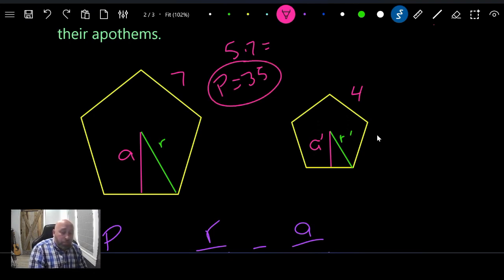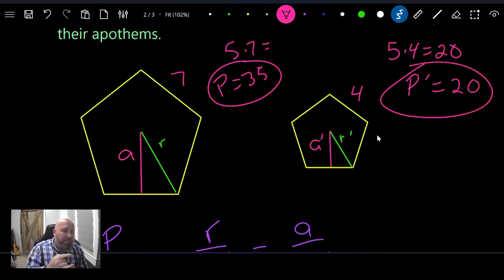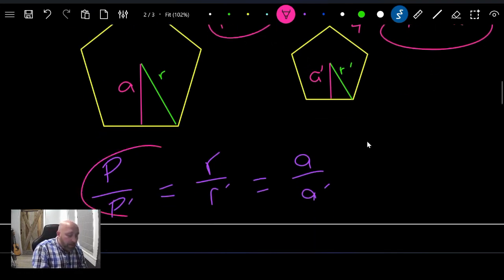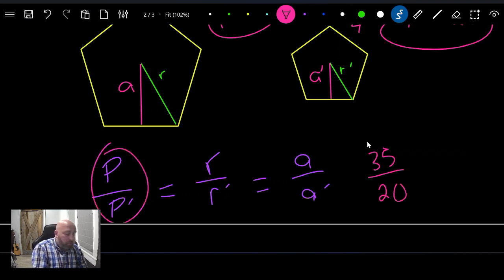In our perimeter prime, so this is our prime shape over here, we're going to have 4 times 5. So 5 times 4 is going to equal 20. So our perimeter prime equals 20. Okay? So again, these are proportional. What does that mean? That means we can set these up as a proportion. So the perimeter was 35 over 20. That's the perimeter prime.